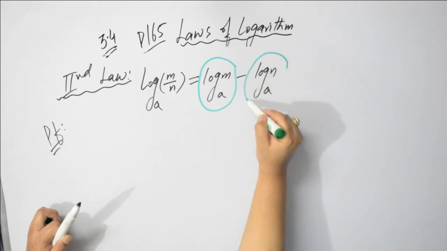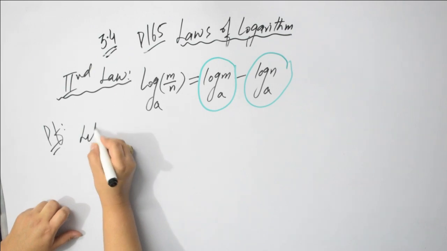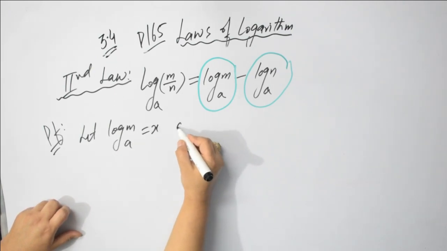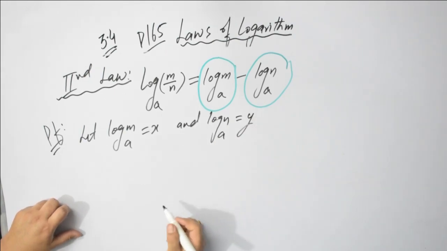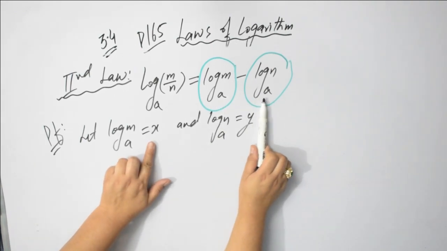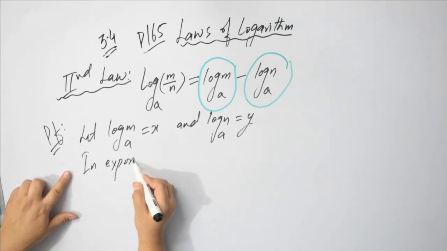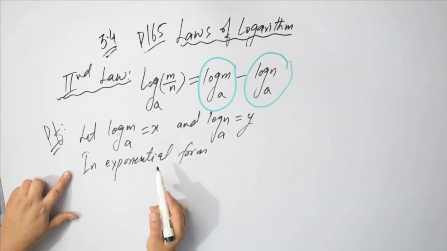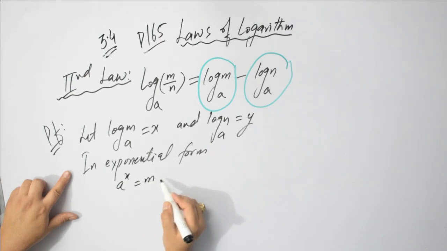In the right hand side, what will I do? I will let this first term, let log of m to the base a is equal to x and log of n to the base a is equal to y, I have taken. Right students, this as x and this value as y. Now in exponential form, what is its exponential form? Exponential form is a power x is equal to m.